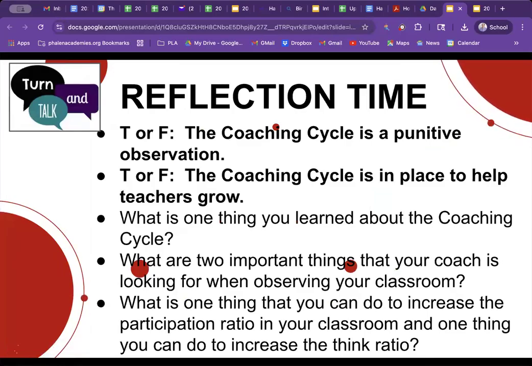All right, we are going to now have some reflection time. So I want you to take a minute silently to reflect on these questions, all right? So you have 1, 2, 3, 4, 5 questions. Silently on a Post-it, put your answers and reflect. Go ahead and get started.